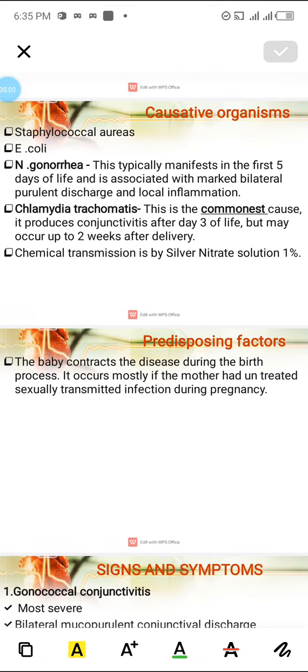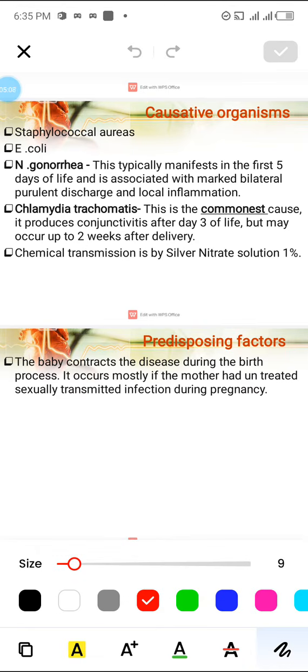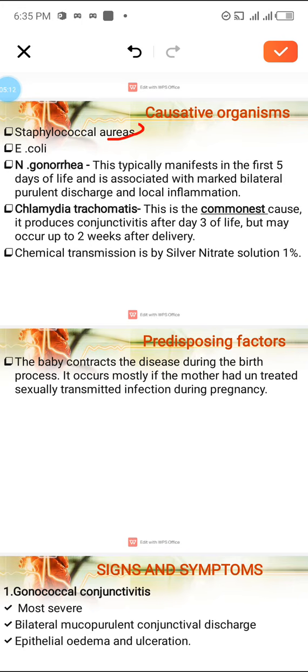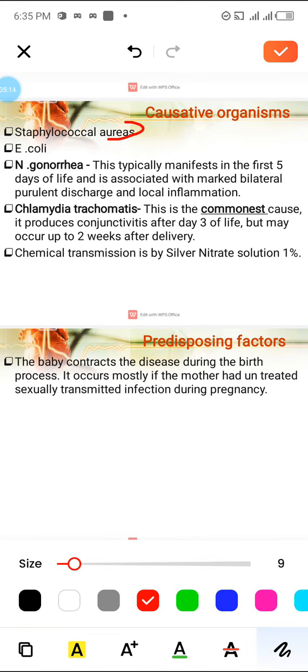Then what organisms would cause neonatal ophthalmia? When we look at the organisms, we've got Staphylococcus aureus, which can be in the birth canal or vagina. Then Escherichia coli can be there. Then we also have Neisseria gonorrhea, which can be there. Okay, then we have also Chlamydia trachomatis.